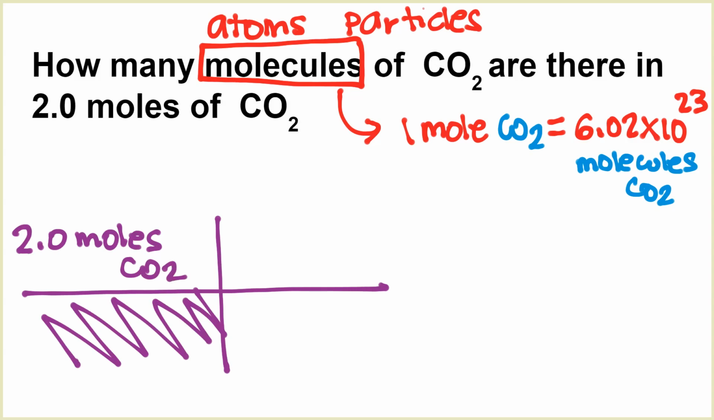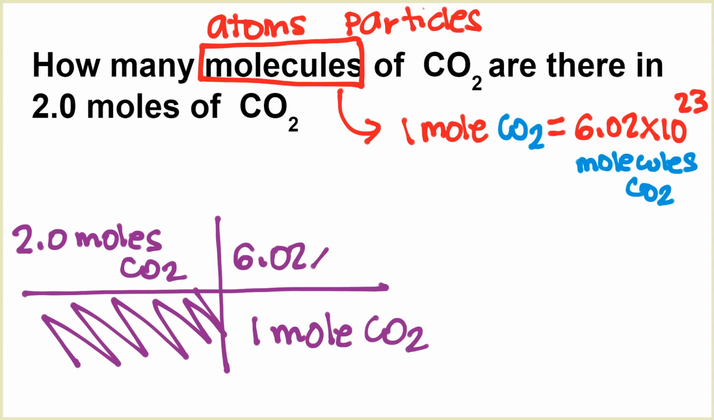And then again, you choose which one goes on top and which one goes at the bottom. It depends on the given. Since the given is mole CO2, 1 mole CO2 should go at the bottom. And then the 6.02 times 10 to the 23rd power molecules of CO2 goes on top.